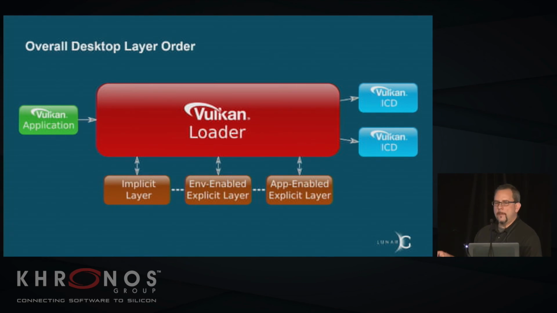So if you look at the loader, and at the bottom you can see we separate the layers into three groups. So if you define an implicit layer, it's going to be loaded in the first part of your stack. If you have environmental variables used like VK instance layers, it's going to be loaded next. And finally, anything the application enables will be loaded.